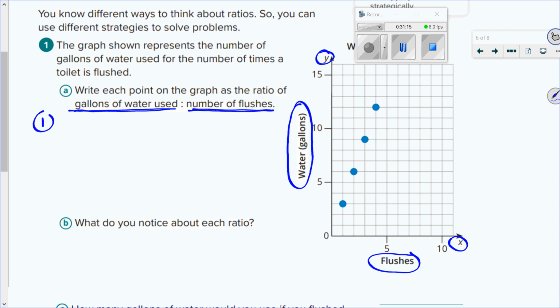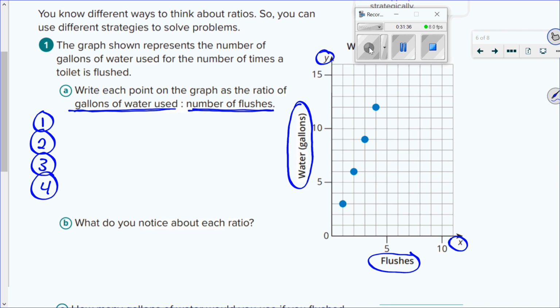Okay, but for this activity, you are doing gallons of water to number of flushes. So you are doing it backwards, and you are writing a ratio for each of those points. I'm going to give you about 2 minutes to get those ratios written. We're going to go over them, and then I will give you the rest of the page. So 2 minutes, ratios.